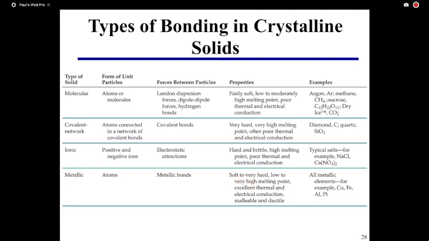Metals, on the other hand, soft to very hard, low to high melting points, they conduct electricity and thermal energy because of the electrons, how they bond, and the electrons can flow and carry this energy, both electrical and heat conduction.